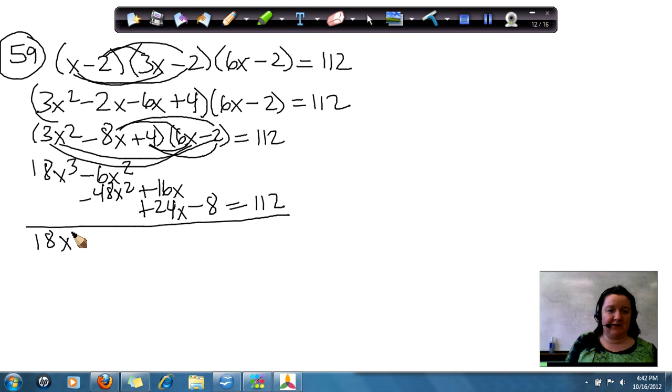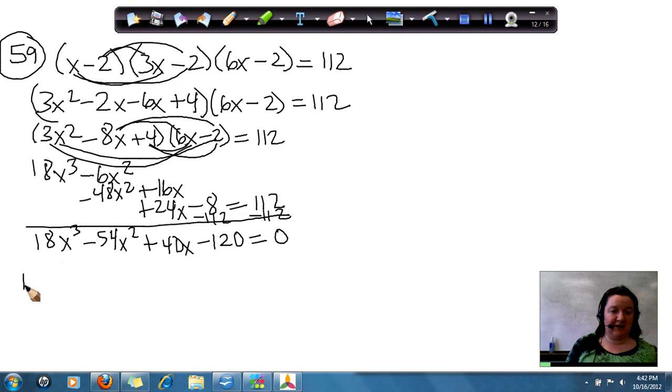I have 18x to the third minus 54x squared plus 40x. I'm going to subtract 112 from both sides. So that's going to give me 120 equal to 0. Now, if I look at these two terms, what's my greatest common factor? Well, if we divide 54 by 18, we get 3. So I'm going to take out 18x squared, get x minus 3.